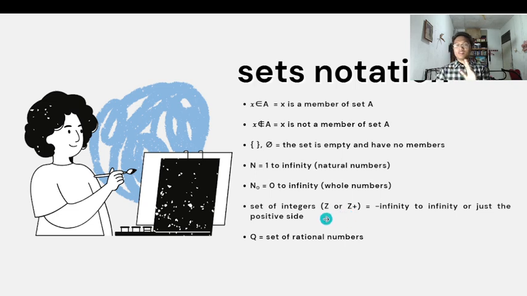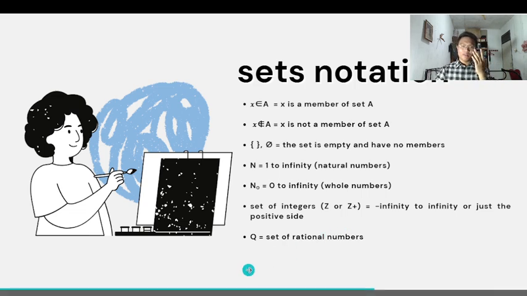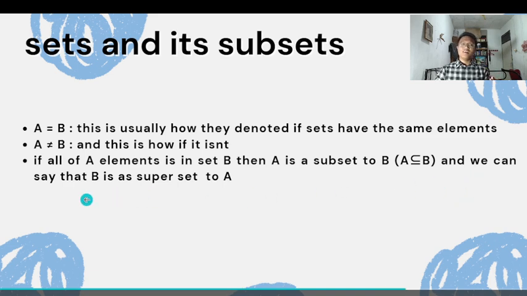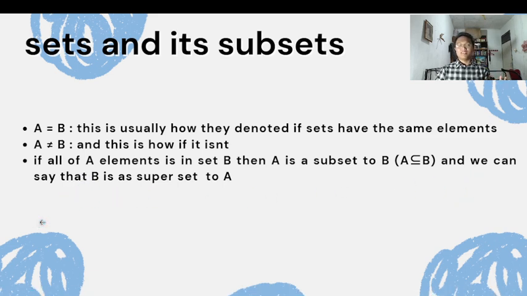In particular, these two symbols represent two different sets of integers. If we just use Z, then it goes from minus infinity to infinity. But if we use Z plus, it means the positive whole numbers. Okay, then we have Q, which is the set of rational numbers. Then we will have sets and their subsets.